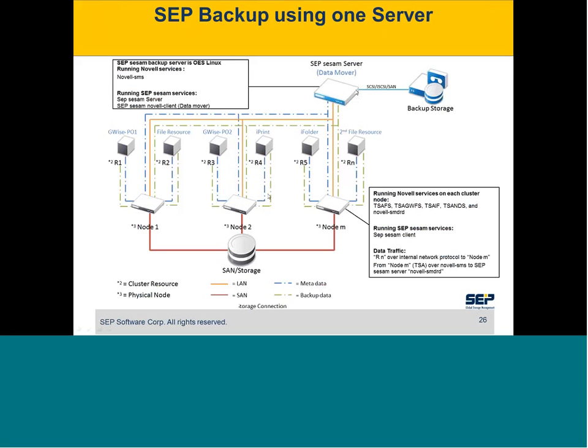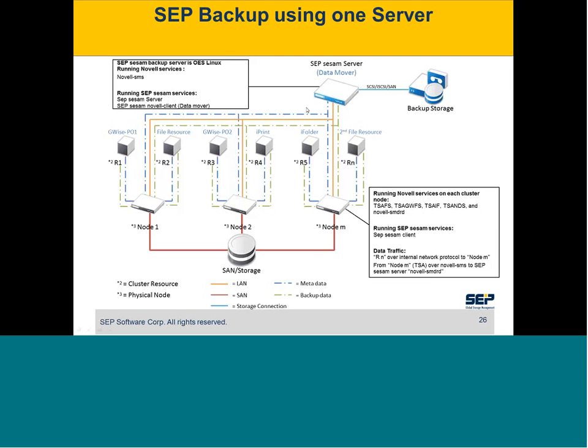If you have a single server, you can have this single server be an OES Linux box. On the OES Linux box you can run your backup software and your Novell client, which is your data mover. In our example, our live demo, we will actually have an OES2 Linux box running, and we'll install the software, and we will go ahead and do a backup of a NetWare server.